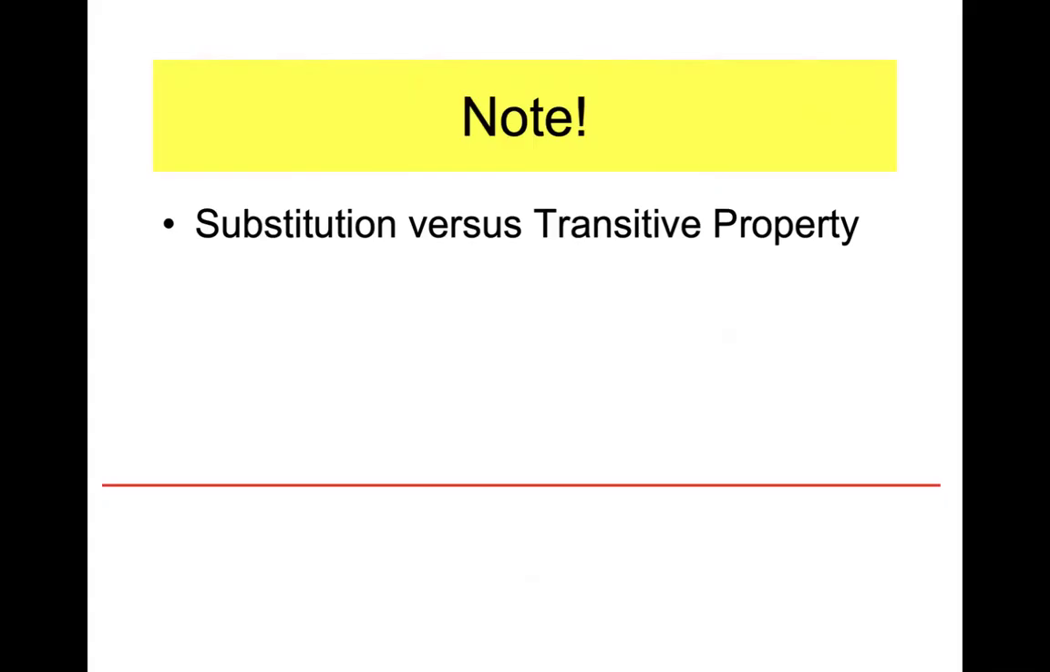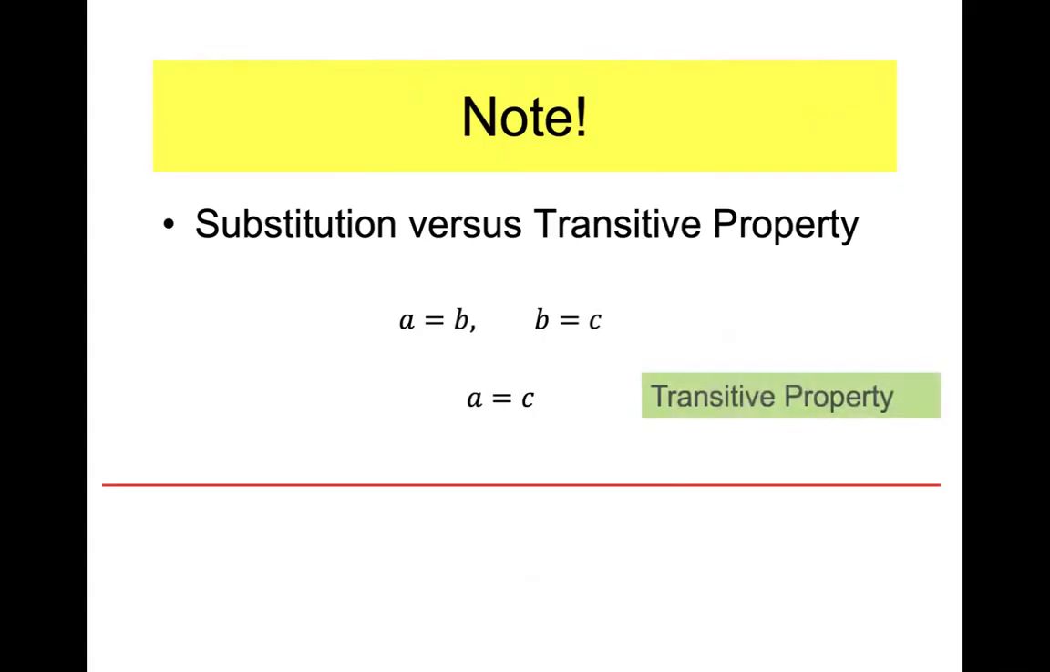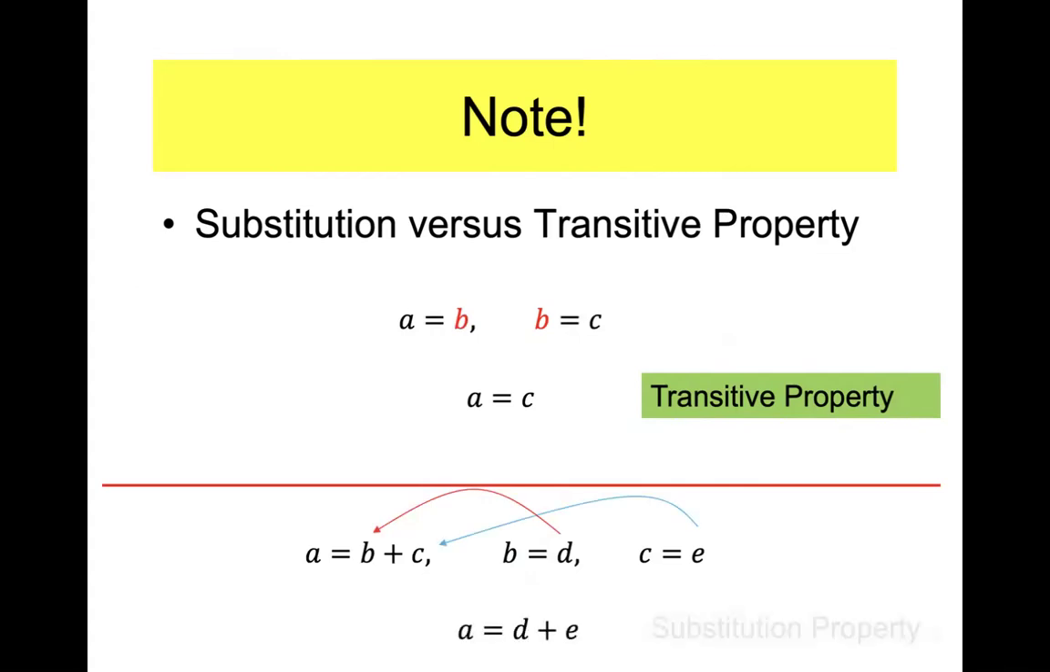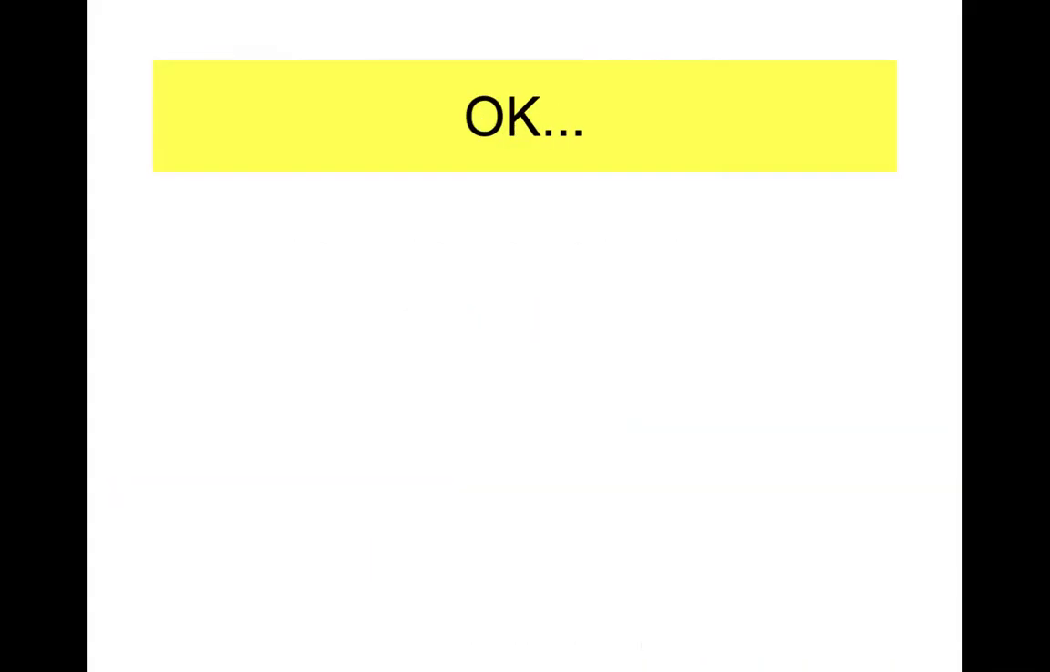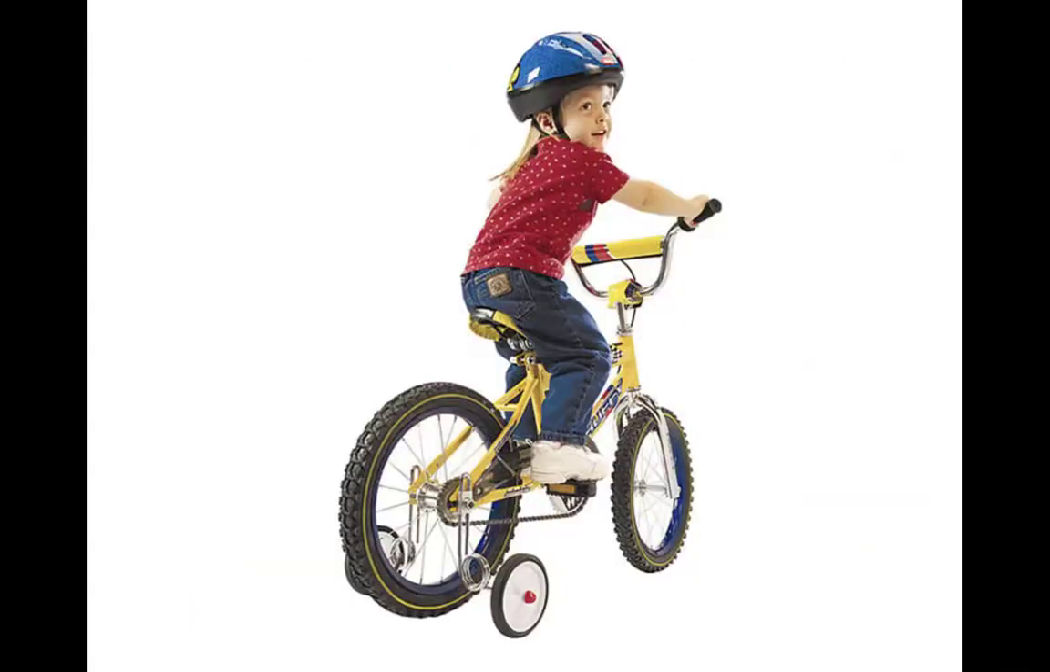I will give you just a quick note on the difference between the substitution and the transitive property. This is your classic transitive property: if A is equal to B and B is equal to C, then A is equal to C. Substitution would look like this: you start off with an equation where A is equal to B plus C, and you're told something about B and something about C, and you rewrite those variables with the new values. That's substitution. That's really the difference between transitive and substitution. I usually get a student asking what the difference is between the transitive property and the substitution property. So don't panic.